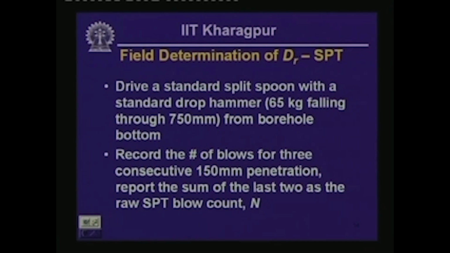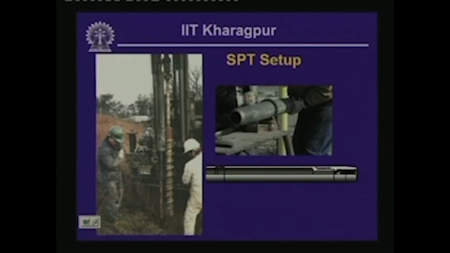And what is done is the number of blows required for 3 consecutive 150 millimeter penetrations are recorded, and the blows for the second and the third 150 millimeter penetrations are summed up, and they are reported as the raw SPT blow count, or N. This is expressed using the symbol N, and N relates to the relative density, as we are going to see in the next little bit.